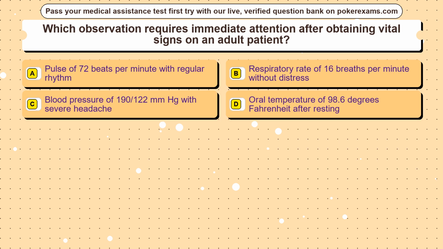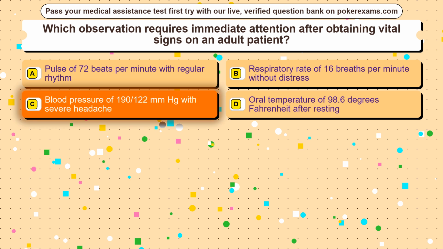Question 20. Which observation requires immediate attention after obtaining vital signs on an adult patient? Option A, pulse of 72 beats per minute with regular rhythm. Option B, respiratory rate of 16 breaths per minute without distress. Option C, blood pressure of 190/122 mmHg with severe headache. Option D, oral temperature of 98.6 degrees Fahrenheit after resting.